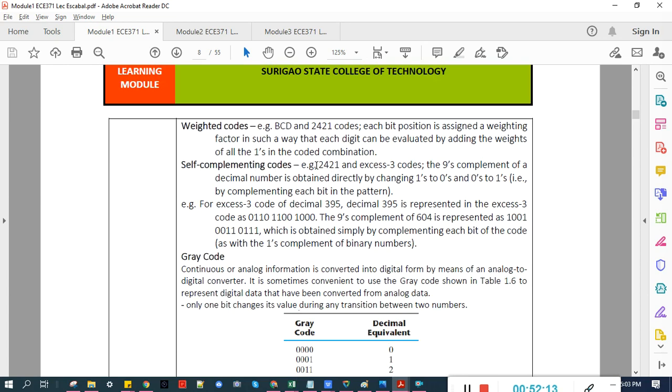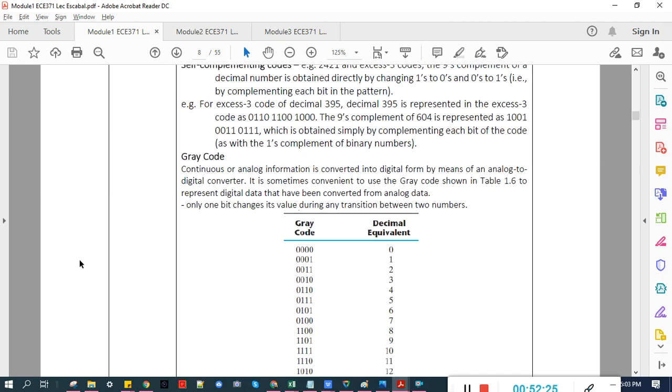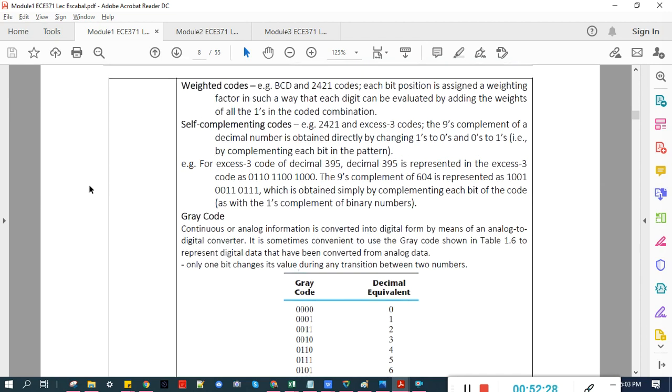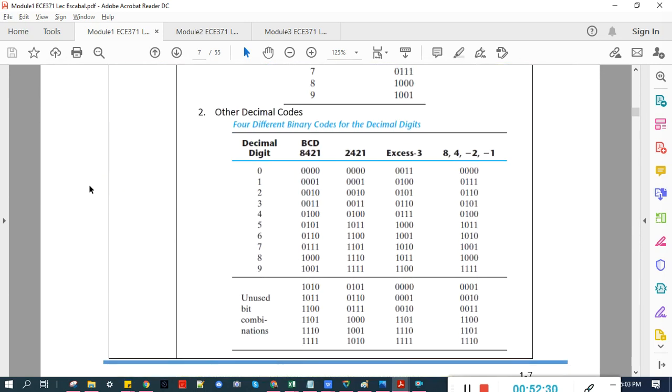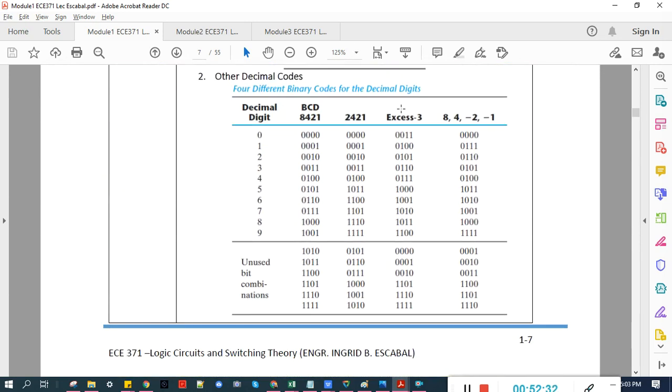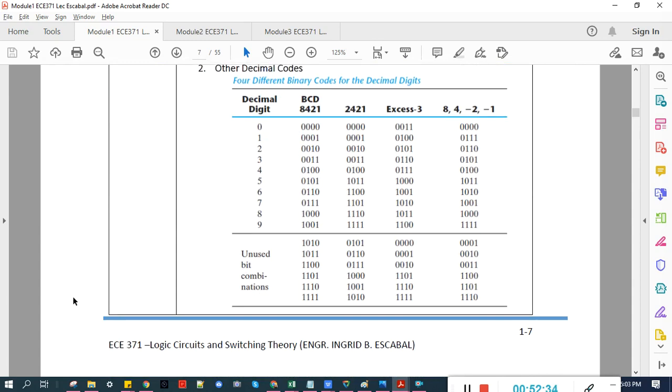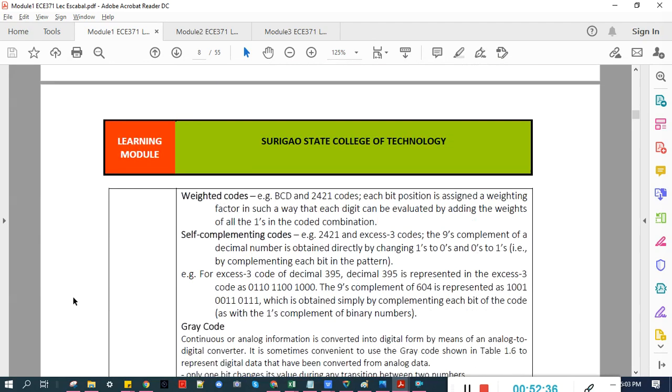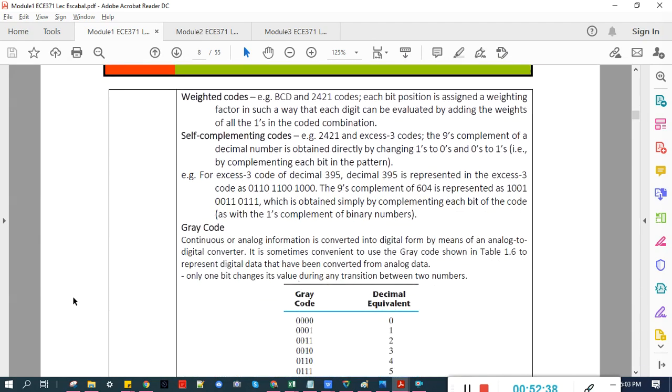Self-complementing codes. Example, 2421 and XS3 codes. The nines complement of the decimal number is obtained directly by changing ones to zeros and zeros to ones. Anyway, let's not go deeper. You can check this for yourselves, why XS3 code and 2421 are called self-complementing codes.